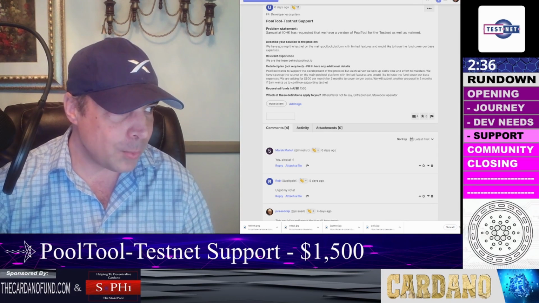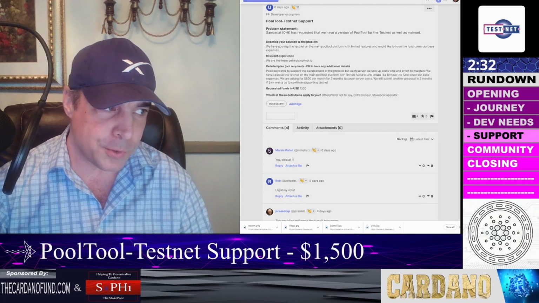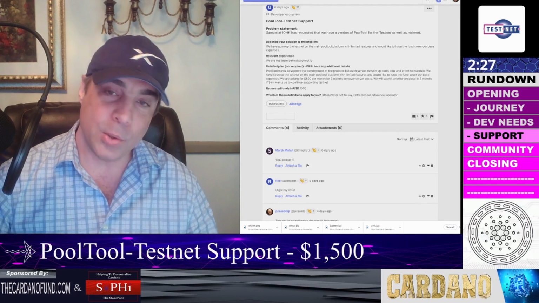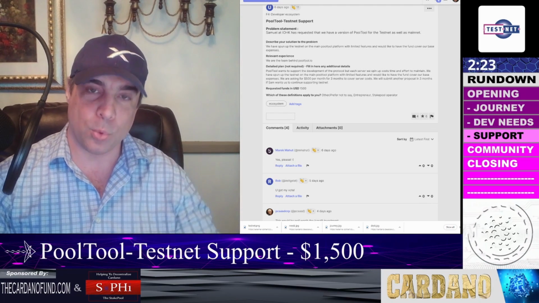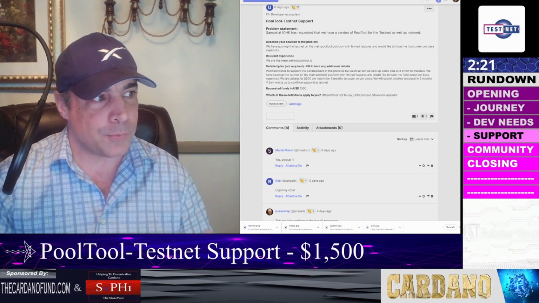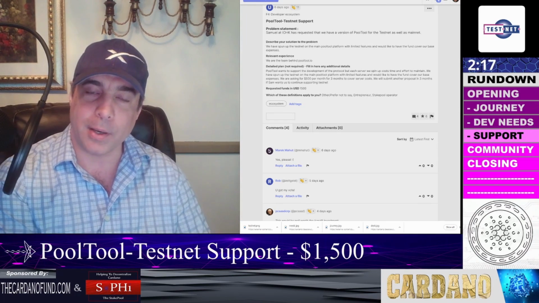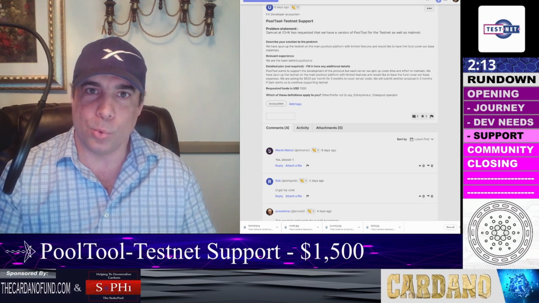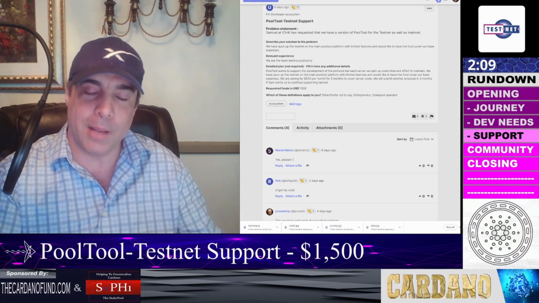Solution: we have spun up the testnet on the PoolTool platform with limited features and would like to have the fund cover our base expenses. Now, I know what this is because I run a stake pool and I understand what PoolTool is. But if you're someone coming in to vote on these projects, you're not going to have any idea what this is. From those two statements, you're going to have no clue.